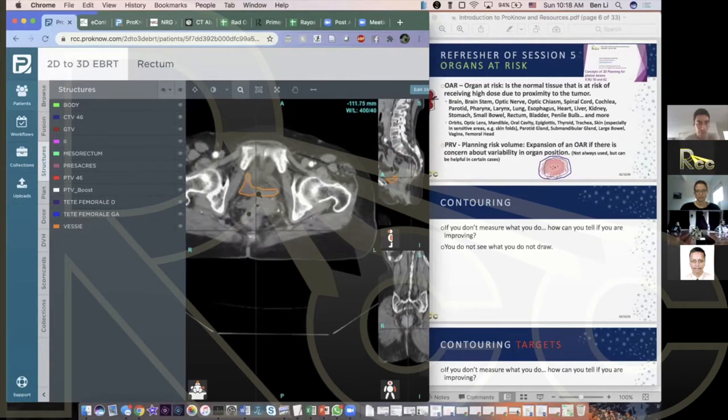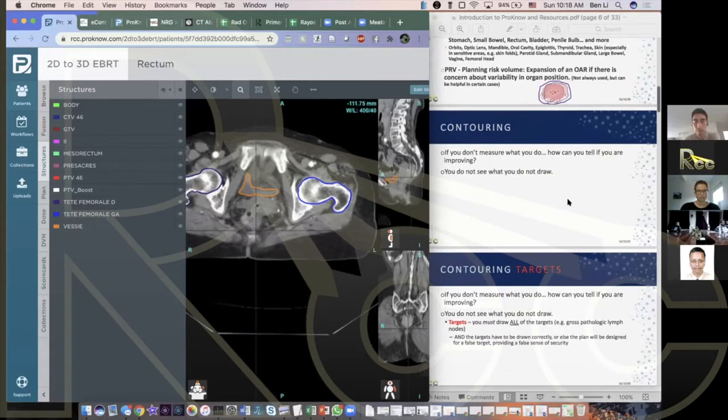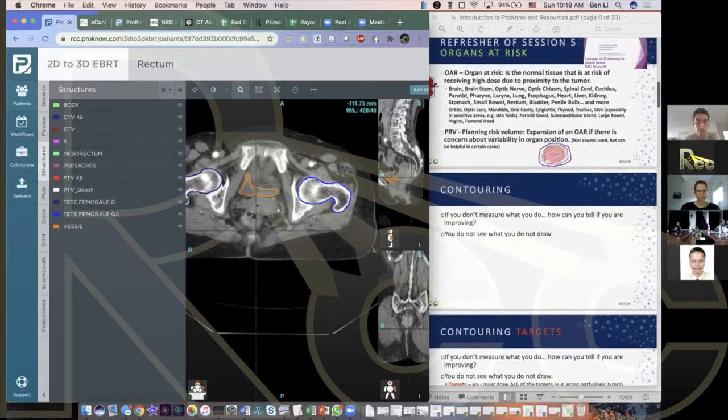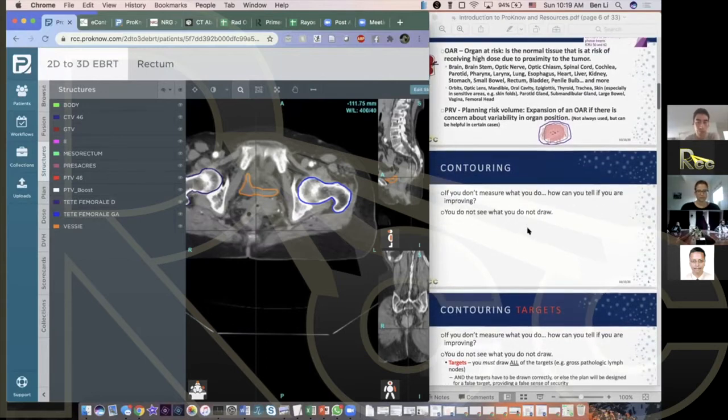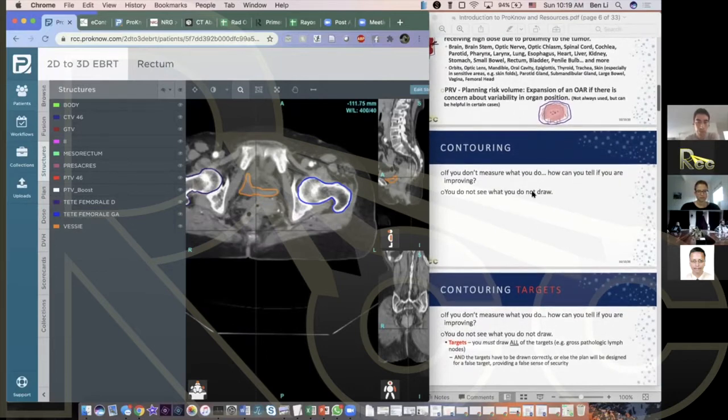And you can see that's driven here. We also have our femoral heads, which are shown here. And one important concept is if you don't measure what you do, how can you tell if you're doing something right, or how can you tell if you're improving? And also, you do not see what you do not draw.